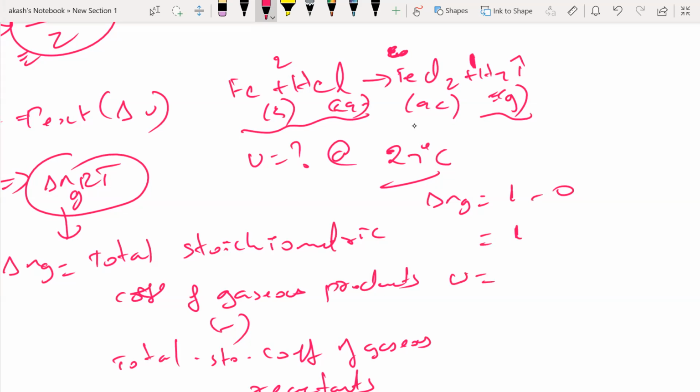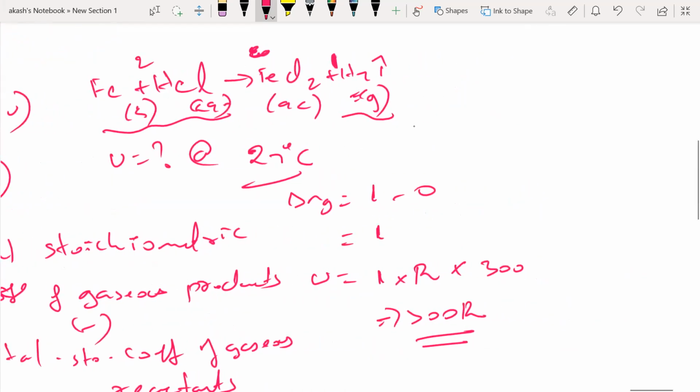So how will you calculate W? W is equal to delta Ng, that is 1, into R, depending on the unit we want, whether it's going to be calories or something else. Temperature is 27 degrees Celsius, so it is 300 Kelvin. So it is going to be 300 R. This is the work done in this particular reaction.